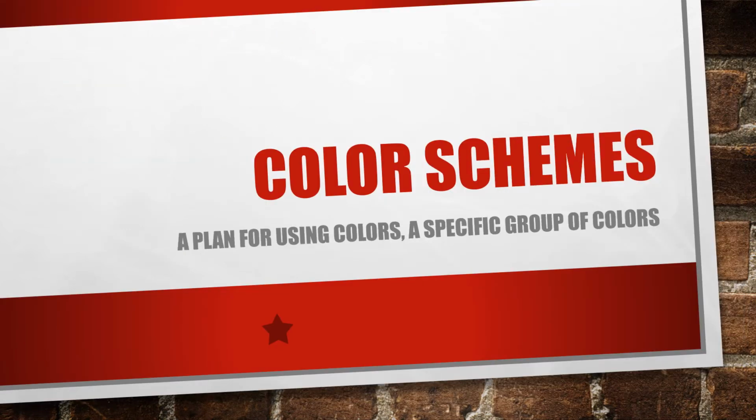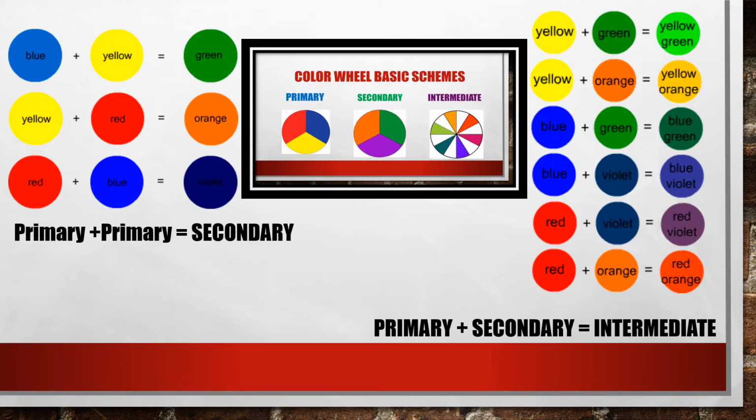Color schemes. Color schemes are plans for using colors or specific groups of colors. Either one of these definitions works for color schemes. The basic color schemes can be seen on the color wheel based on when you see those triangles. Primary colors are our first basic color scheme, and those are the colors which cannot be made by mixing any other colors. They happen first.